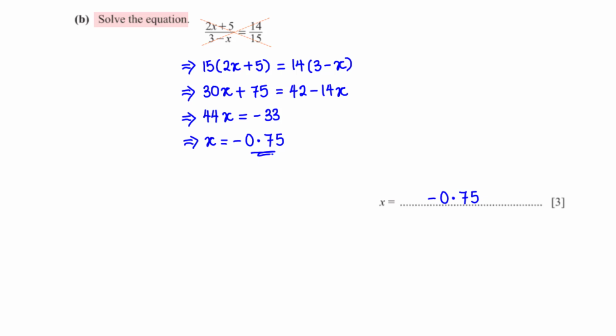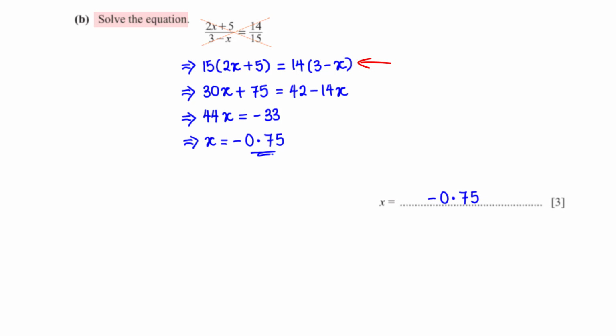Solve the equation. (2x plus 5) divided by (3 minus x) equals 14 over 15. We can go ahead and cross multiply. This gives us 15 times (2x plus 5) equals 14 times (3 minus x).